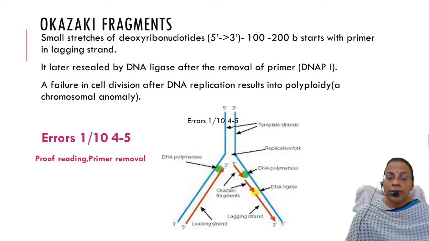So in the lagging strand we need many primers, and at the same time many ligase molecules are also needed, compared to the leading strand.